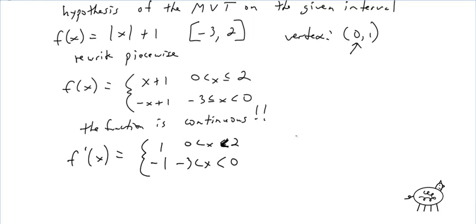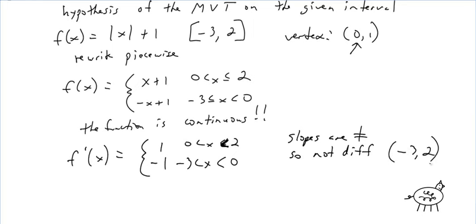So the deal is the slopes are not equal. So it's not differentiable between negative 3 and 2 with parentheses. Now some of you guys were like, Mr. Curves, that's like really easy. Why did we go through all this work? Well, do you guys agree?